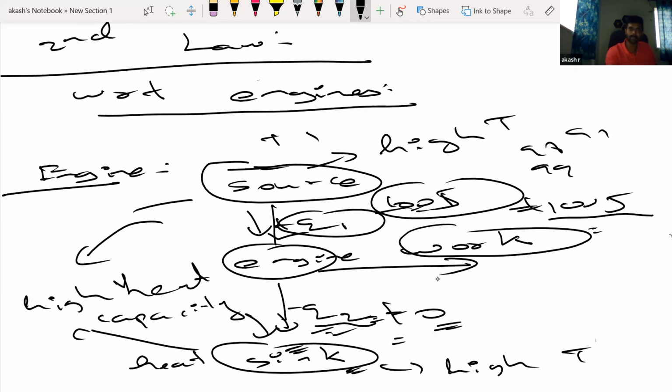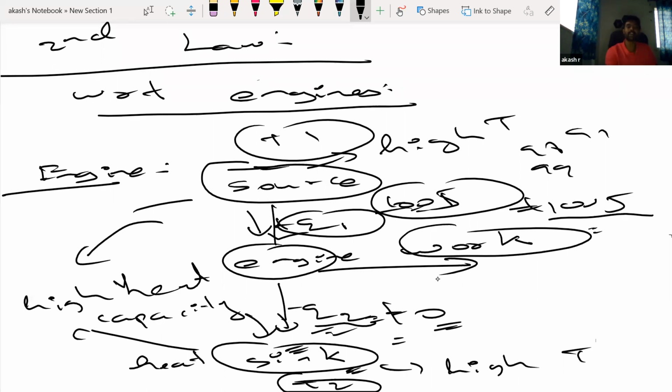Say for example, if this temperature was T1 and this temperature was T2, there is some amount of heat lost by the source and some amount of heat gained by the sink. Even during the process, this T1 and T2 should not change. So even though some heat is getting added or lost, there should not be any change in temperature. Ideally, obviously, in ideal situations.